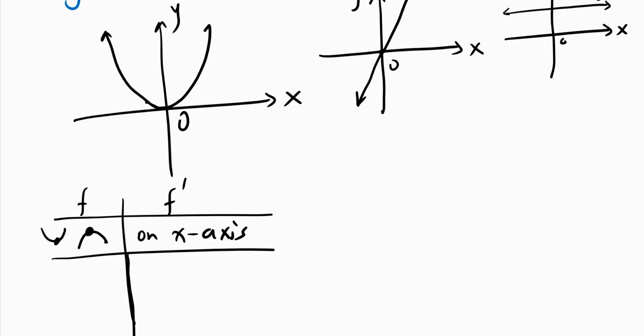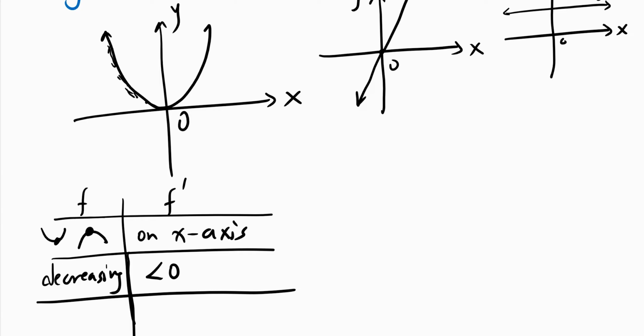Now, if you remember, this function is going down, right? It's decreasing. So when the function is decreasing, what happens to the graph of its derivative? Well, decreasing means f prime is less than 0, right? So what does that mean? It means the graph will fall below the x-axis, because 0 means the x-axis. So this 0 that I put here, that's the x-axis.